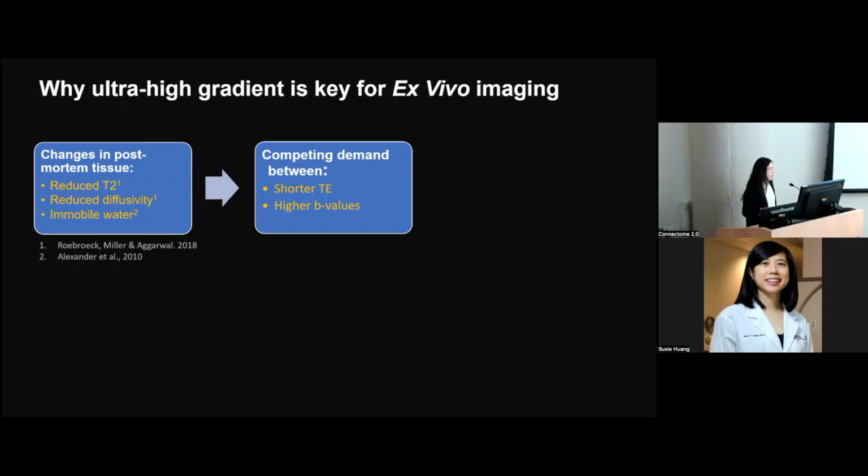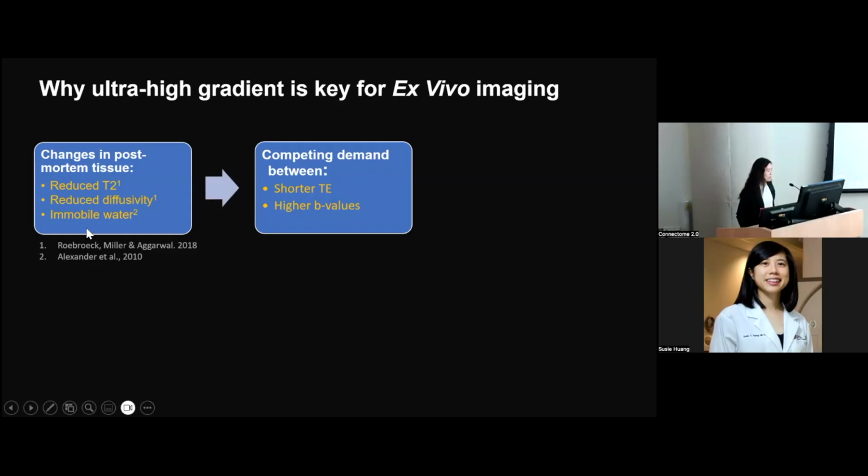And all these are even more critical for ex vivo imaging because, due to fixation, the fixed tissue has a substantially shorter T2. So here, a shorter echo time is even more critical. And the fixed tissue at room temperature also has a much lower water diffusivity. So this requires us to use even higher b-values in order to achieve the same contrast as in vivo.